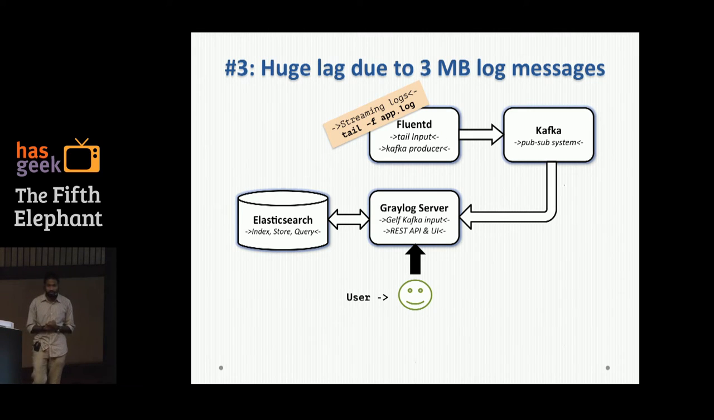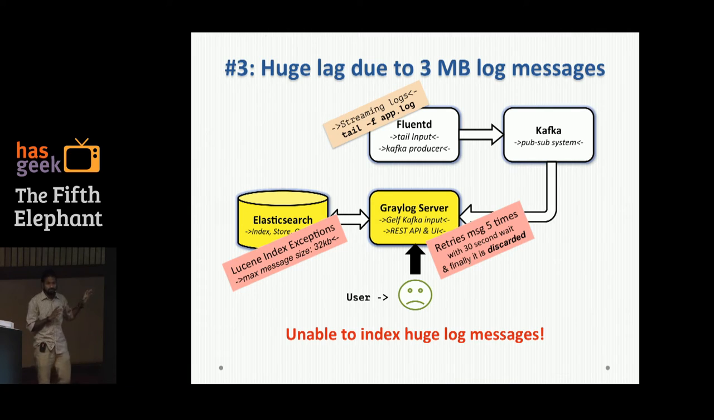Again, we got into another problem: huge log messages. Now, any idea what could go wrong when we receive such huge messages? Elasticsearch indices are powered by Lucene, which supports a max of 32 KB. I saw a message which was 3 MB, a single message. Of course, it will raise an exception. And Graylog will try to send the message again and again, 5 times, before finally discarding the message. And Graylog will not send other messages until this message is either sent successfully or discarded. So there's a huge lag.